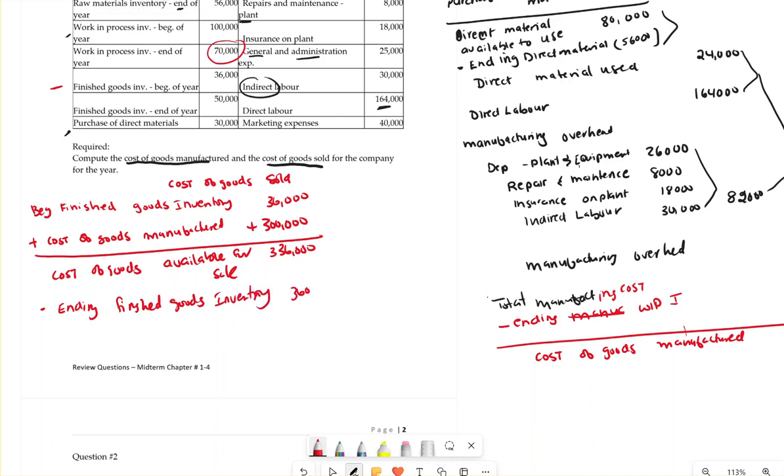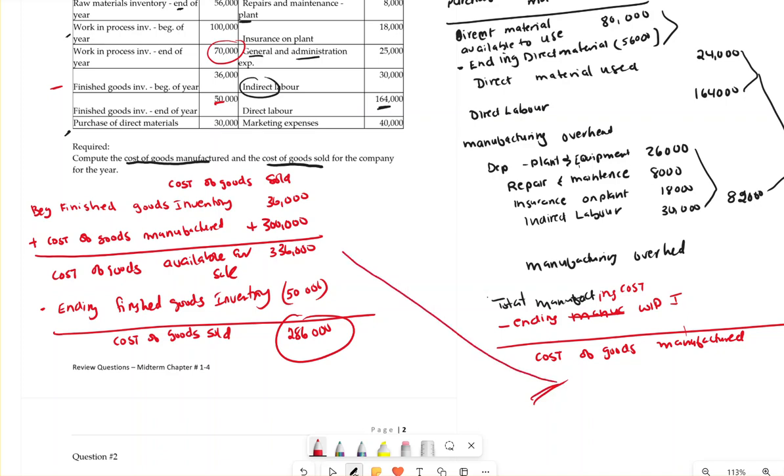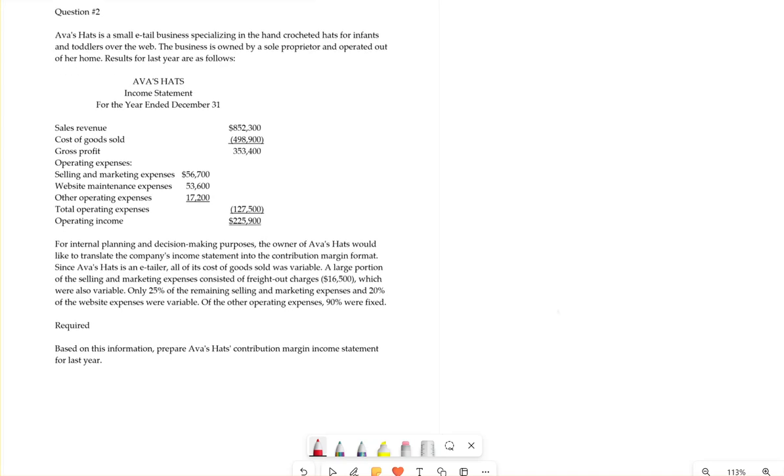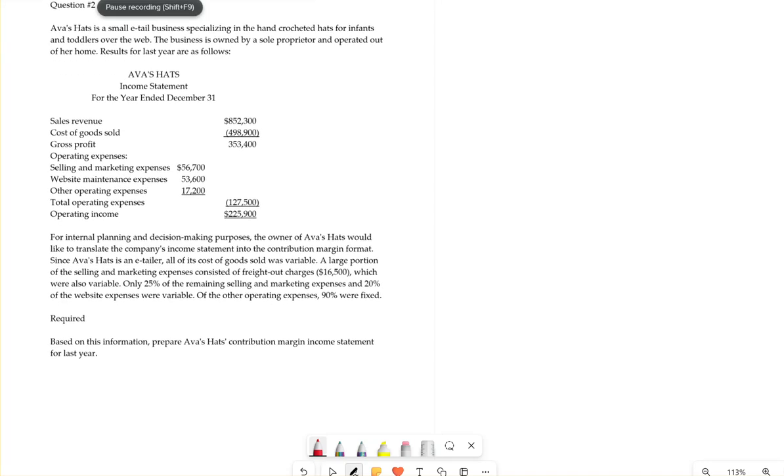That is your 36,000, and we are not 36, sorry, 50. That's my 50,000, and then we got cost of goods sold, and that is my 286,000. So you need to first get the cost of goods manufactured, and then you could do a cost of goods sold.